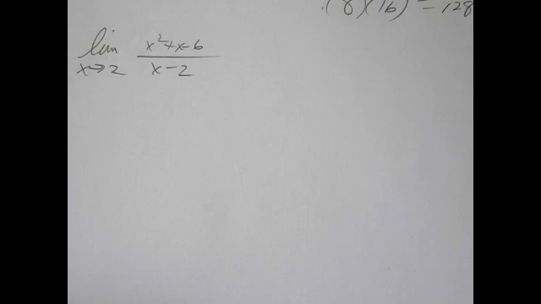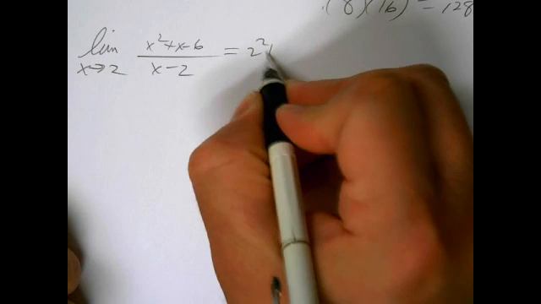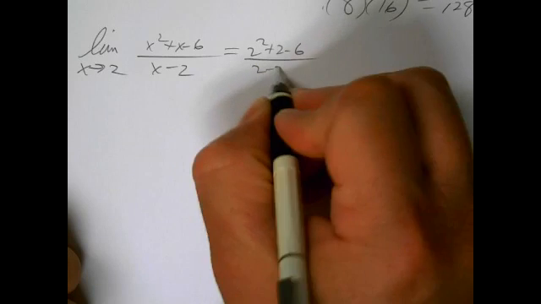So in this section, you're going to learn 2 or maybe 3 of the first tricks that you use to evaluate a limit when you can't just plug and chug, as it's commonly called. When you just can't plug the number in, what do you do? Because if you plug in right now, you get 2 squared plus 2 minus 6 over 2 minus 2.